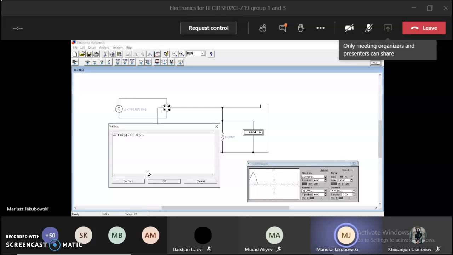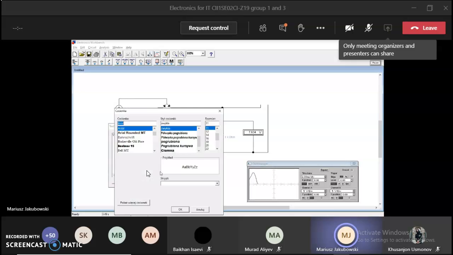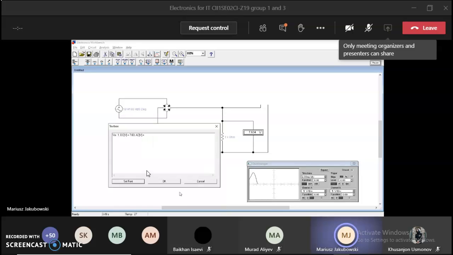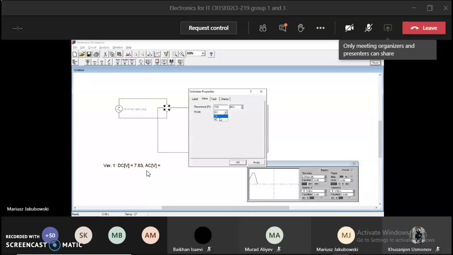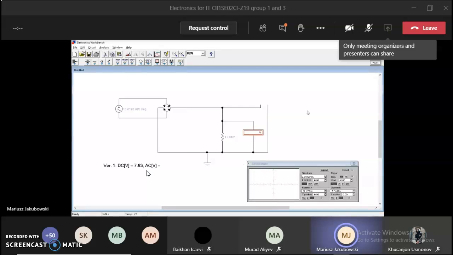So I want to register the AC component. You need to switch your voltmeter to AC mode. So let's make it 12.25, decimal positions.